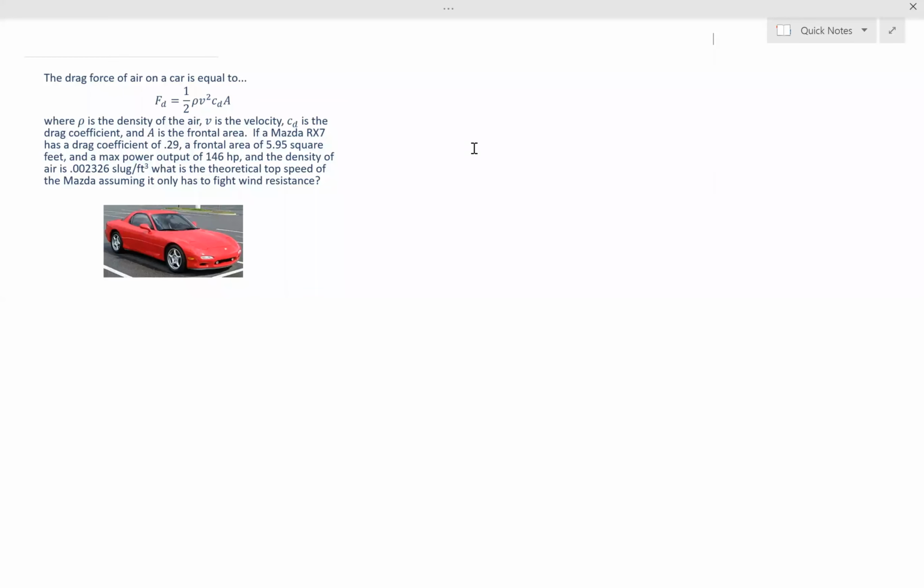Today we're going to look at a practice problem in power, and in this case we're going to be looking at a problem in which we're going to utilize the definition of power, where power can be defined as being equal to a force multiplied by a velocity.